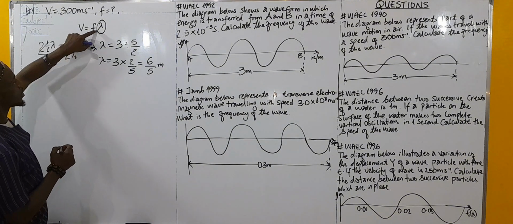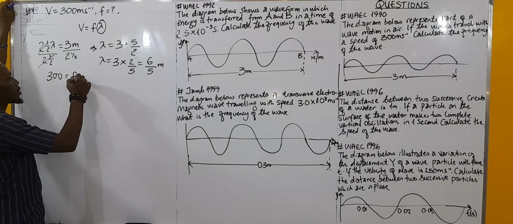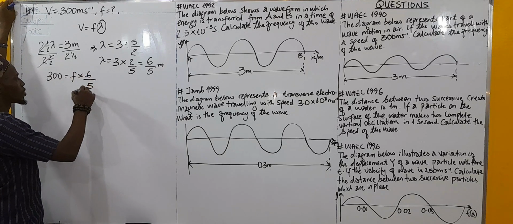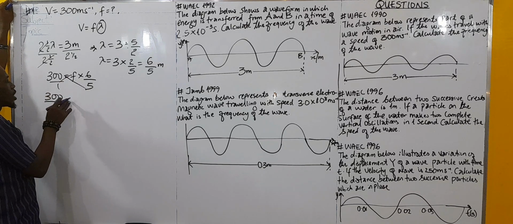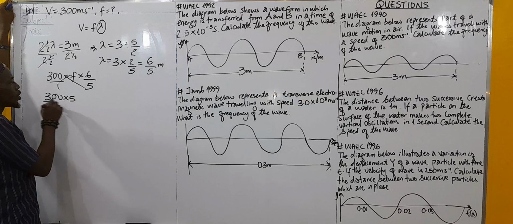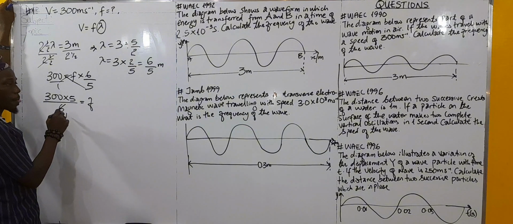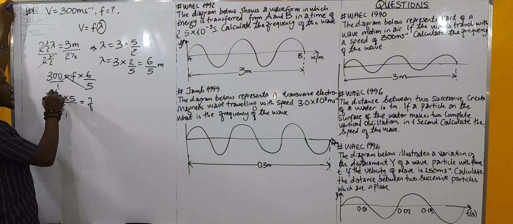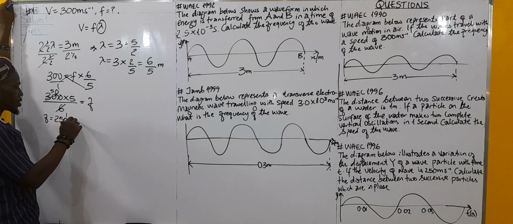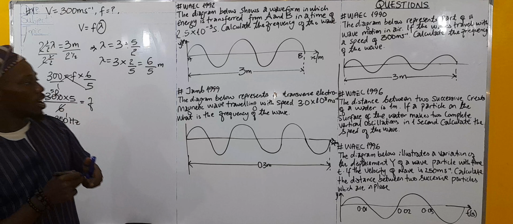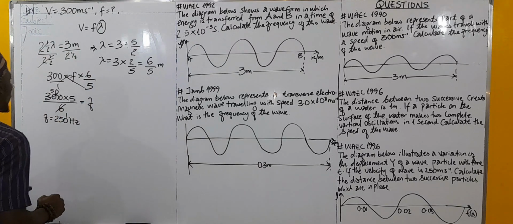Now we substitute the value there and find the frequency. So that's 300 equals F times 6 over 5. This will be over 1, and cross multiply. So 300 times 5 over 6 equals my frequency. 6 in itself, 1. 6 here, 5, and then this 0. So automatically my frequency equals 250 Hz. Alright, so that's the frequency for that question.